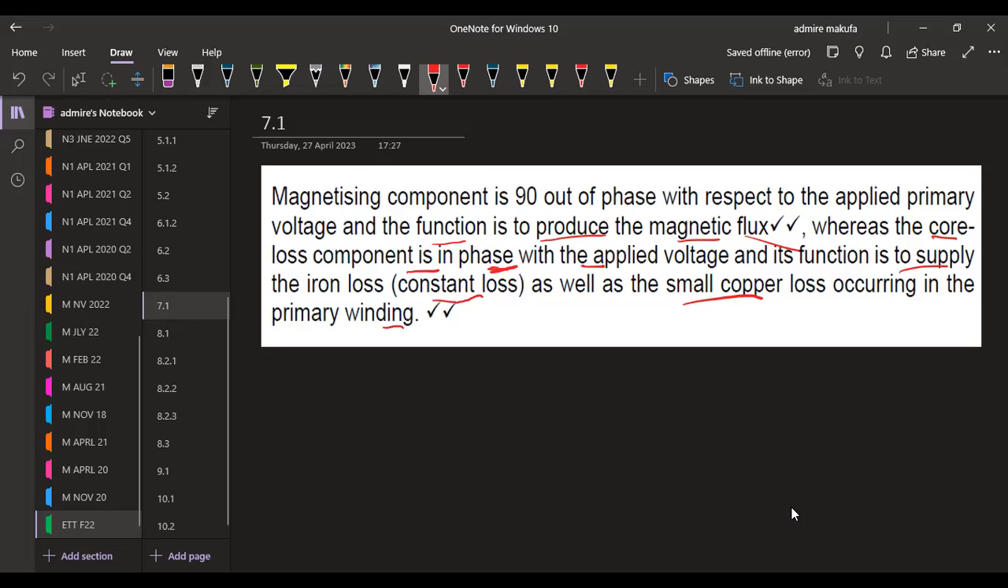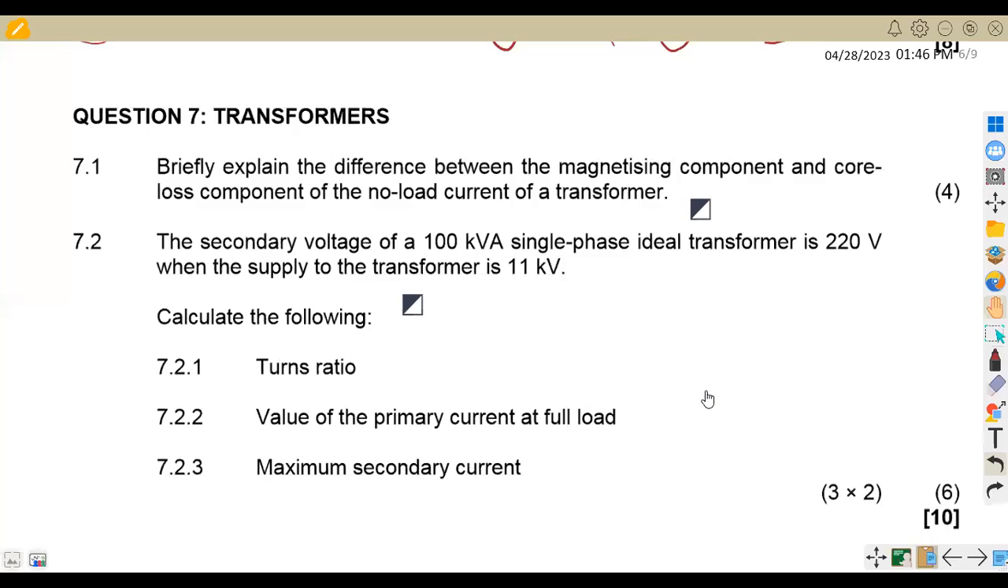So these are the differences, or the comparison that we can have between the two, the magnetizing component and the core loss. It was actually 4 marks, meaning each part has 2 marks in this case. All right, so that's 4 marks for everything on question 7.1.